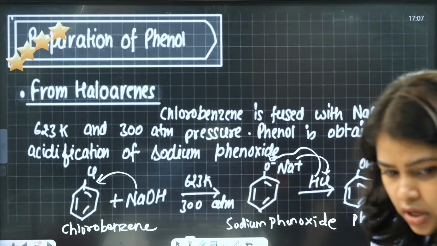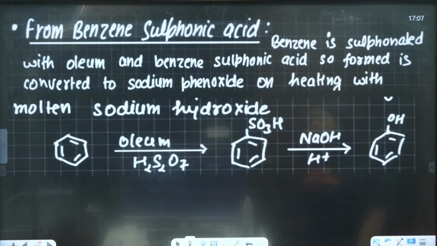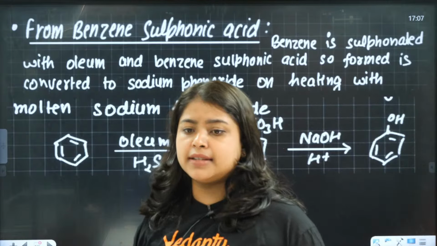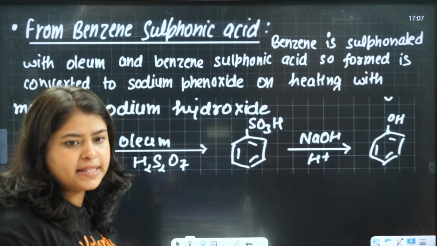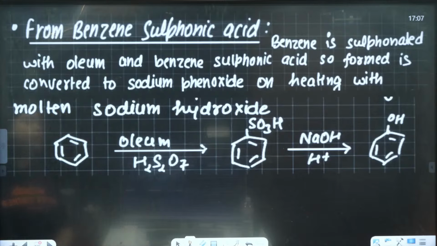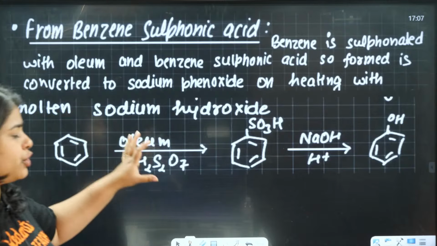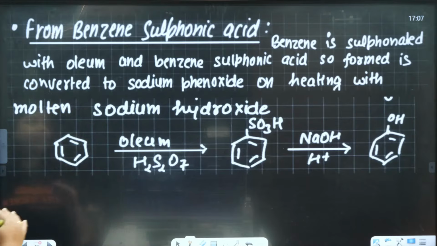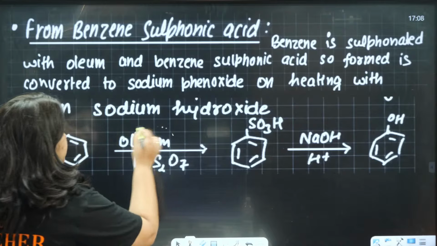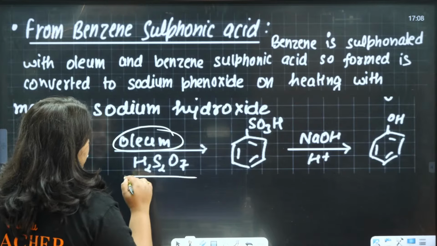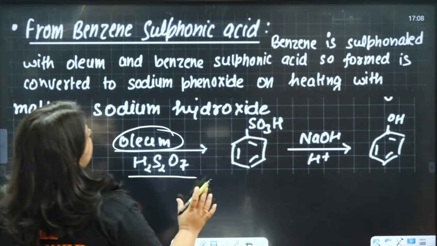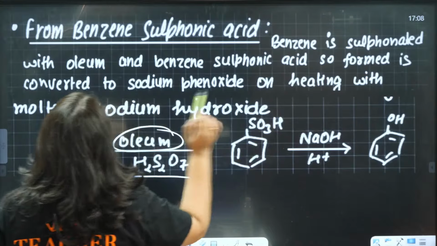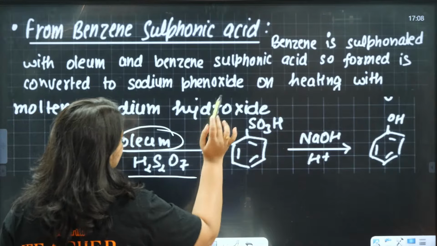Next, from benzene sulfonic acid, how is the reaction going to form? So whenever benzene C6H6 is sulfonated, we are going to sulfonate it with oleum, H2S2O7, with the help of sulfuric acid, and it is converted to the sodium phenoxide.